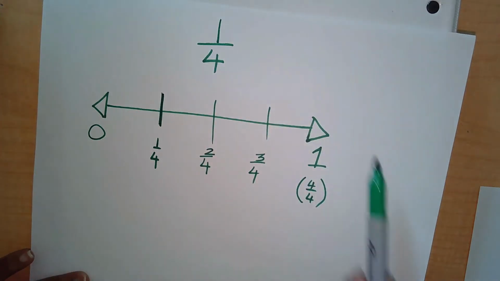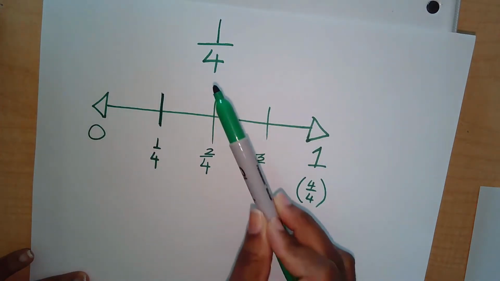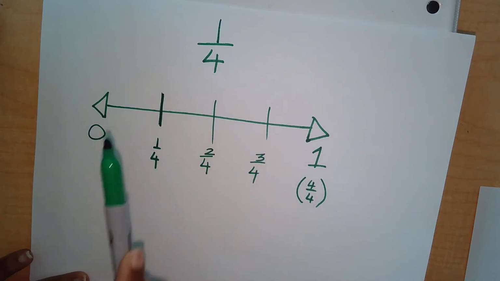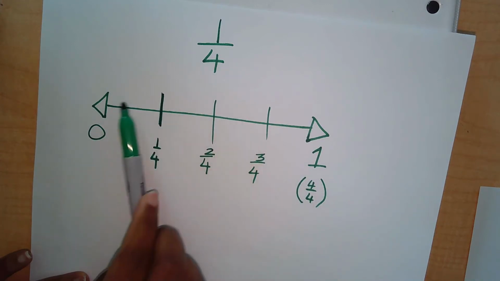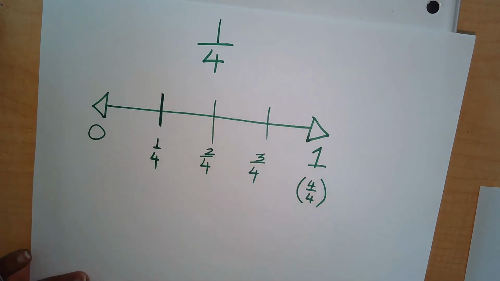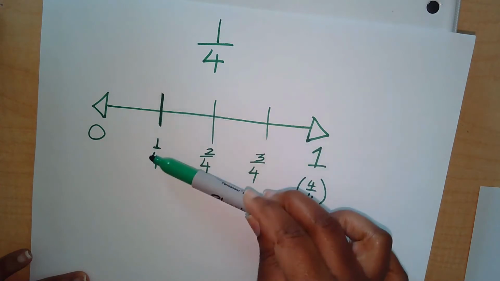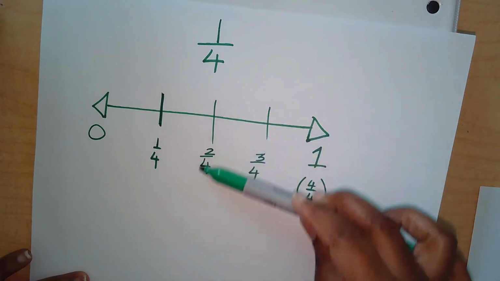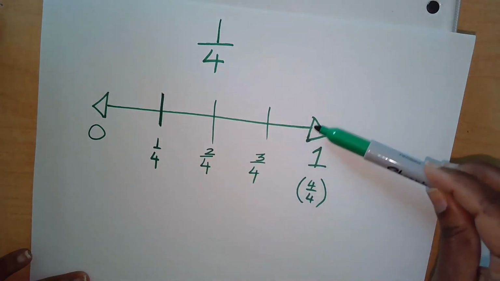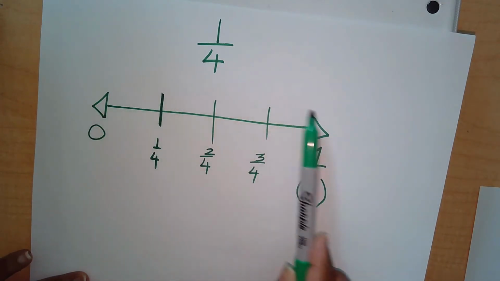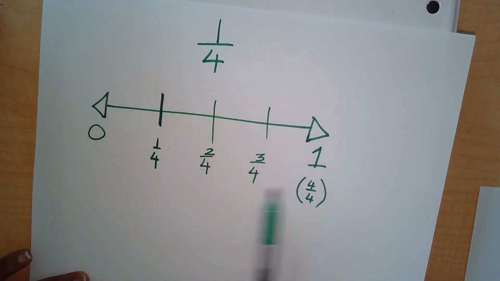So let's look at this again. In order for me to have my fourths, I needed to have 4 equal parts. 1, 2, 3, 4. How was I able to represent my fraction? By counting. This is 1/4, this is 2/4, this is 3/4, and now this is 4/4, also known as a whole. Basically, what it's saying is this entire thing is 1.